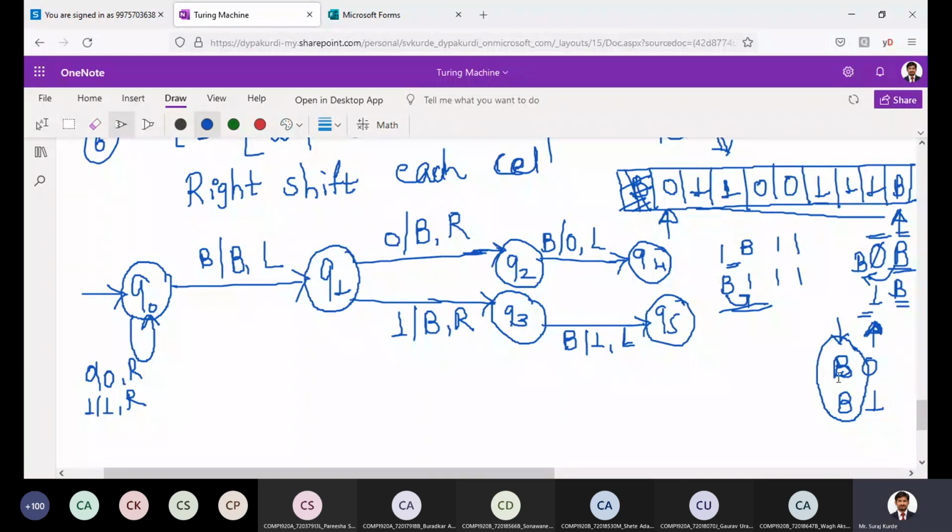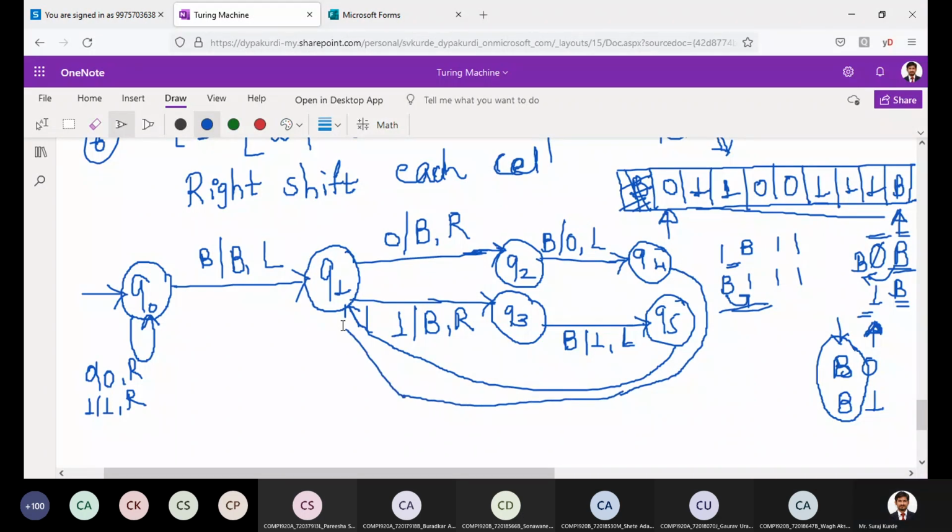Now, what will it read? It reads blank. When it reads blank, in both the conditions, it will read blank. So blank replace with blank, go to the left. Blank replace with blank, go to the left. In both cases, it goes to the left.